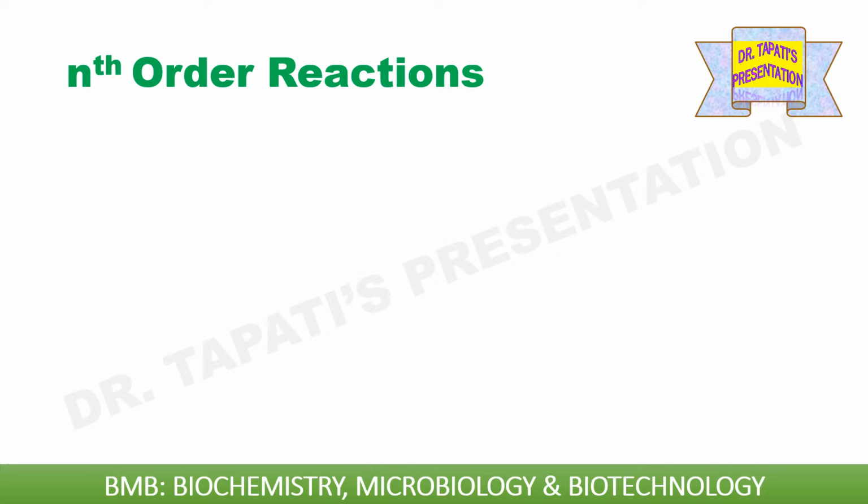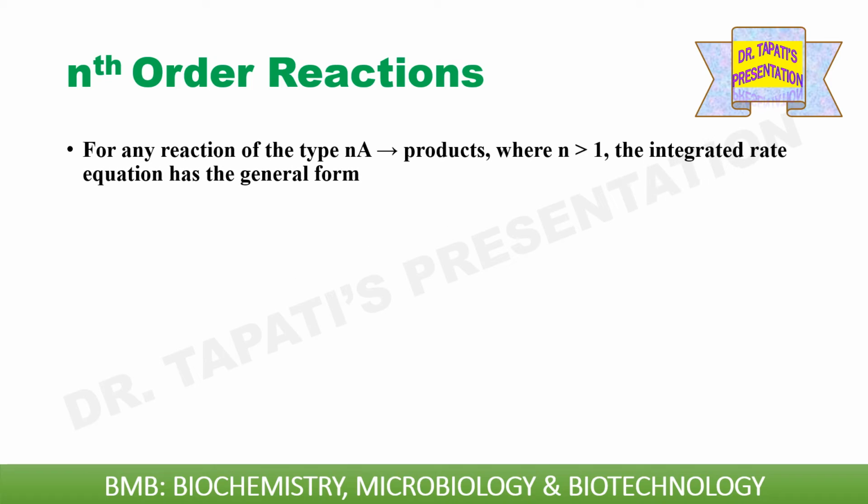Let's know about the general equation for nth order reactions. For any reaction of the type nA to products, where n is greater than 1, the integrated rate equation has the general form: 1 by (n minus 1) into [At] power of (n minus 1) is equal to 1 by (n minus 1) into [A0] power of (n minus 1) plus kt.